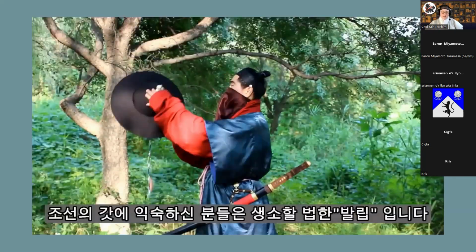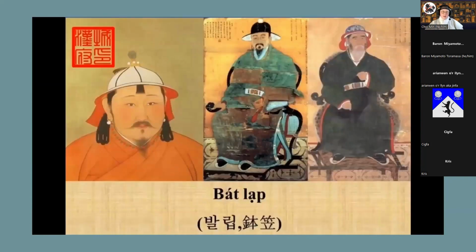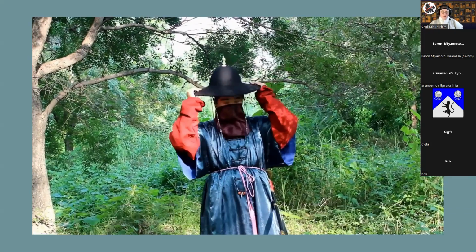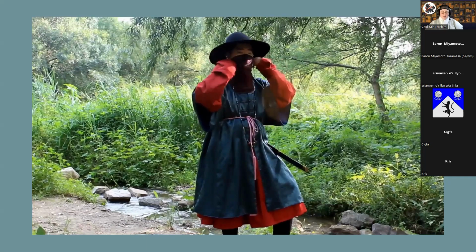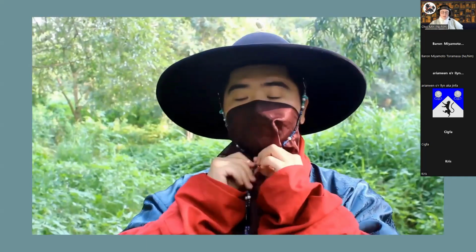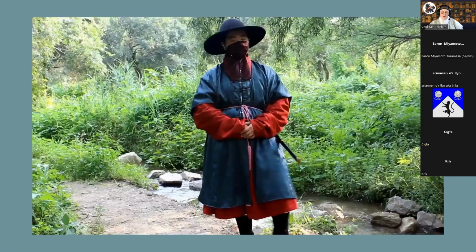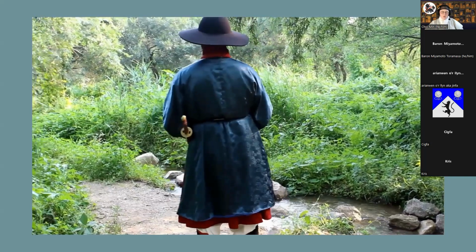So anyway, that's that, and then he's got a hat on here, and you can see it's the... I don't know about the hat's accuracy, but yeah, you could twist the beads like that, and it would hold it on your head. There you go.